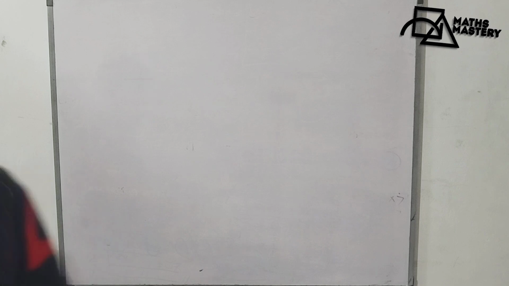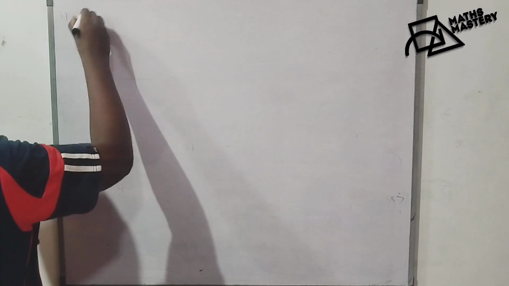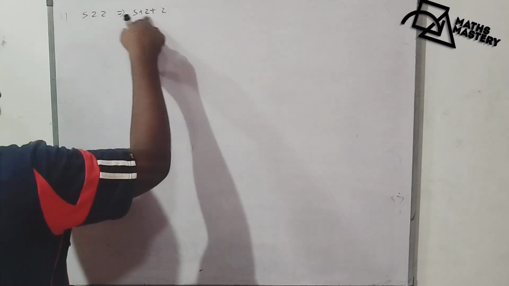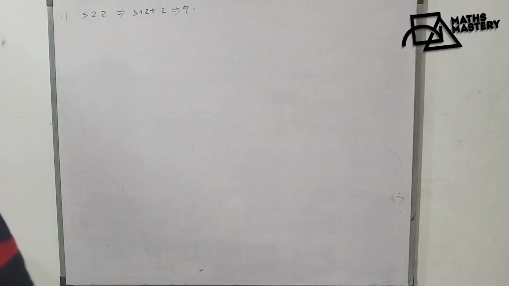Question number 5. What is the digital root of 522? They are asking what is the digital root of 522. So 522 is there. What are you going to do? Add each and every individual digit. 5 plus 2, 7. 7 plus 2, 9. That is the answer.